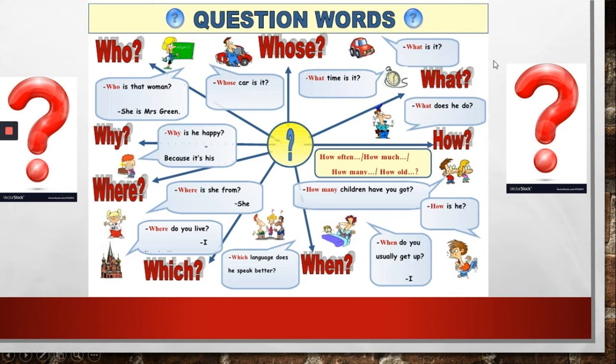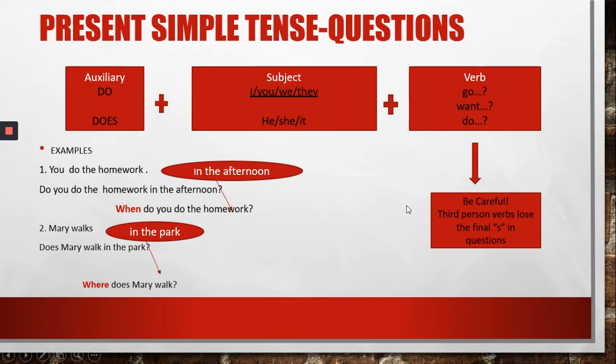What refers to a specific thing or an object, and how refers to way, manner or form. You have questions with how often, how much, how many, how old. Let's go to present simple tense and questions.